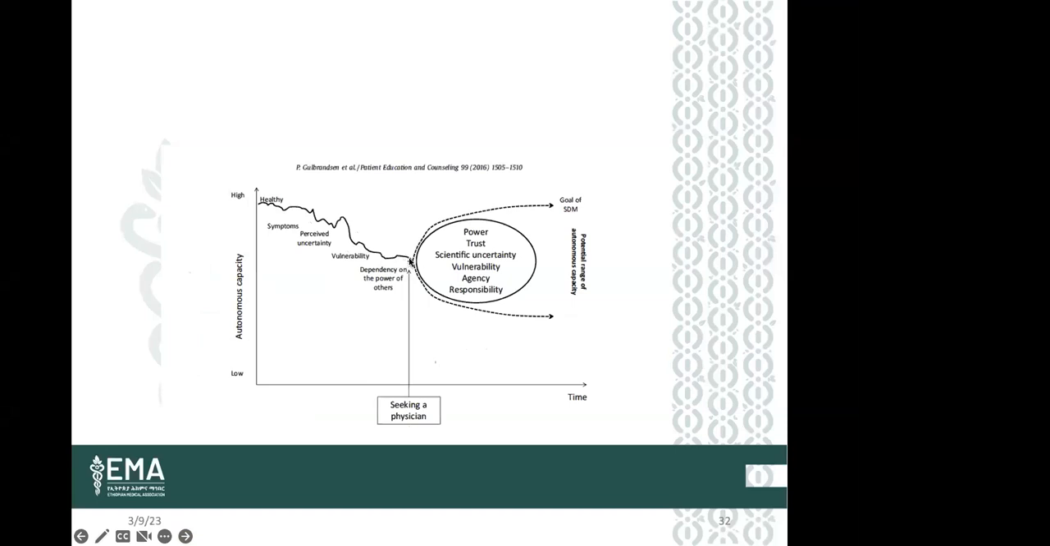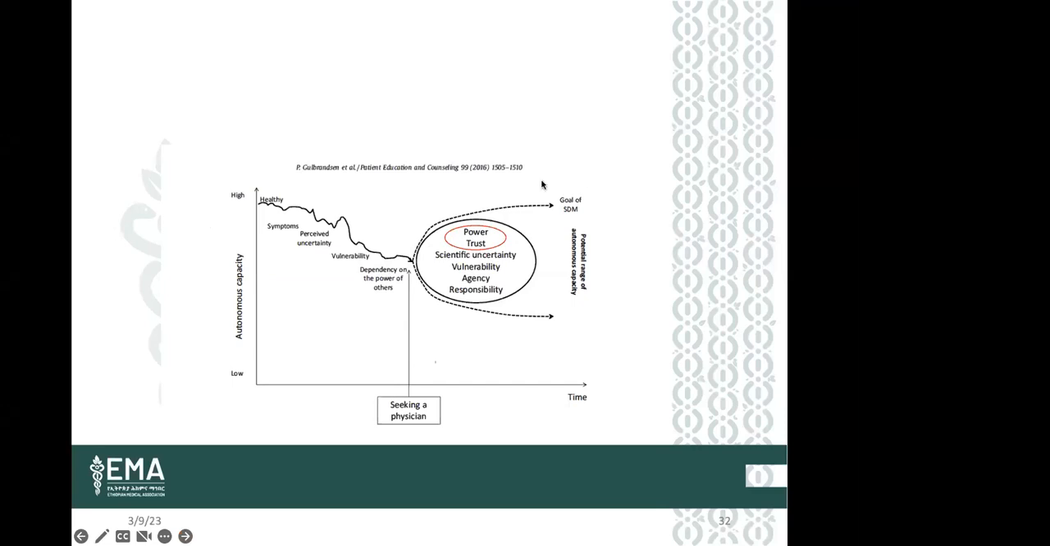It's quite low. And then it's up to us to empower them, to build trust, and to be competent on scientific uncertainties so that we know what to recommend. And we need to feel responsible for the patient. With all this intervention, we can bring back the invaded autonomous capacity to the normal level.